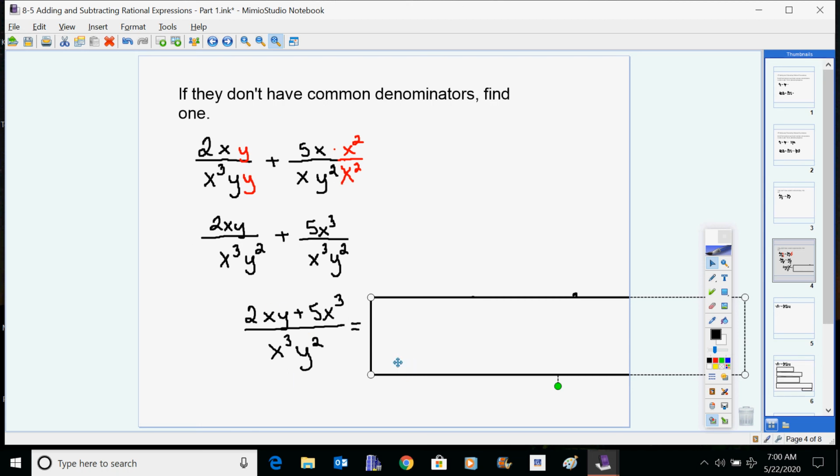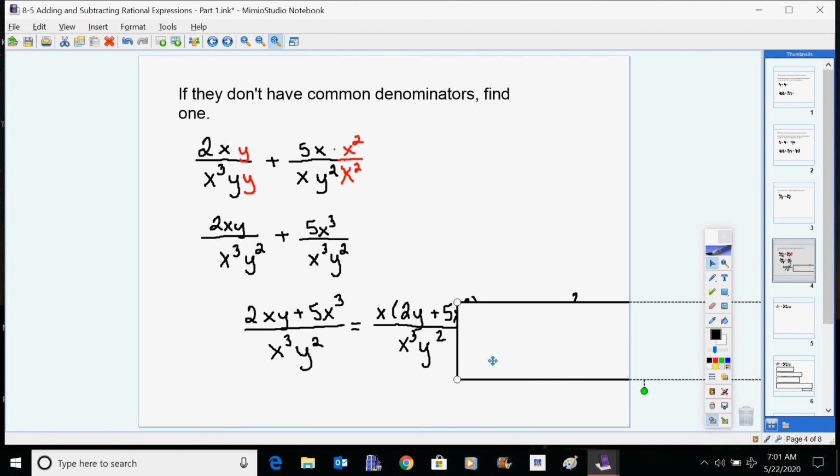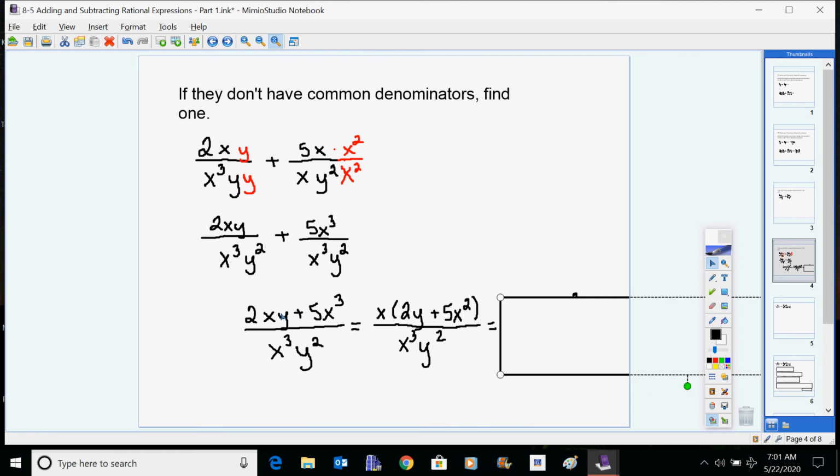But what you have to do now is look to see if this can be simplified. So check your numerator and factor out anything. Remember from yesterday, you have to factor and cancel. At the end, you always want to factor and see if there's anything that can cancel out. There is a GCF of x in these two, so we'll bring that x out, because x times 2y is 2xy, and x times 5x squared is 5x cubed.